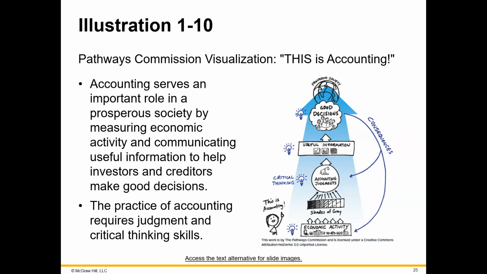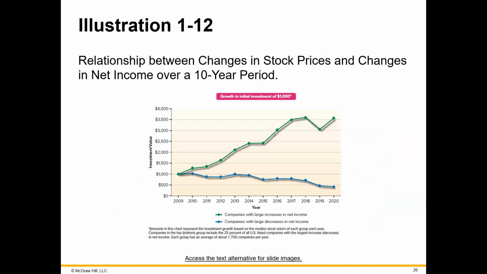The big thing with accounting is really that it requires some judgment and some critical thinking skills, right? But you can see how the flow of this chart works. This is something I talked about when we first started this chapter. What is the relationship between stock prices and net income?